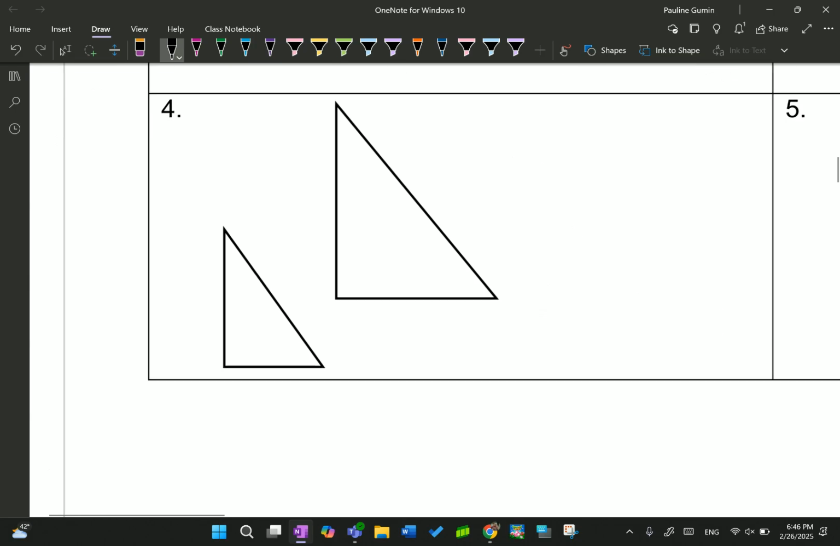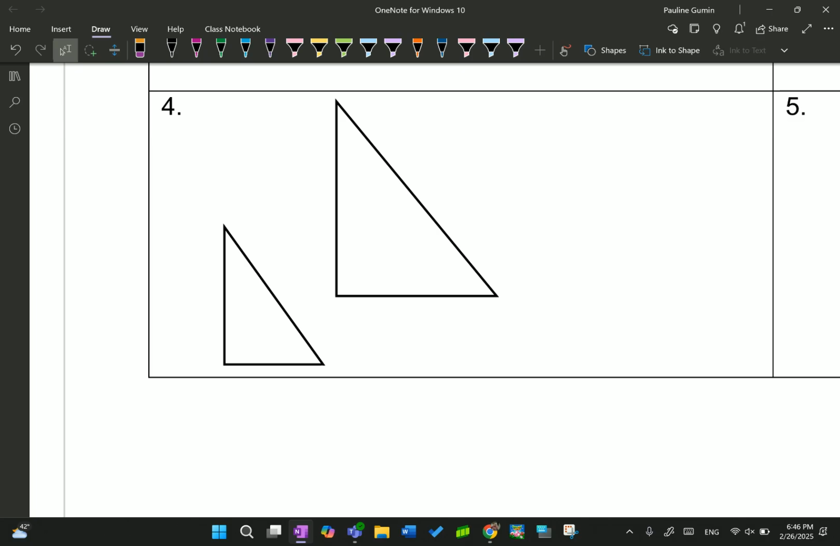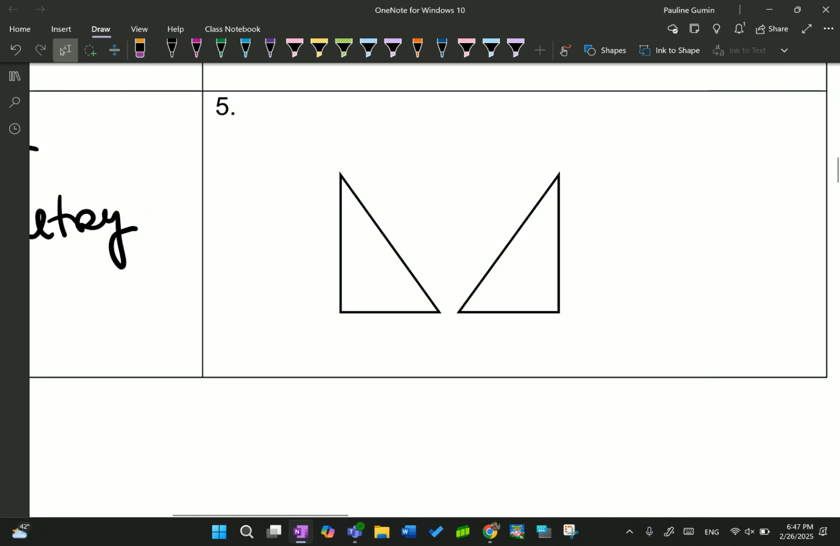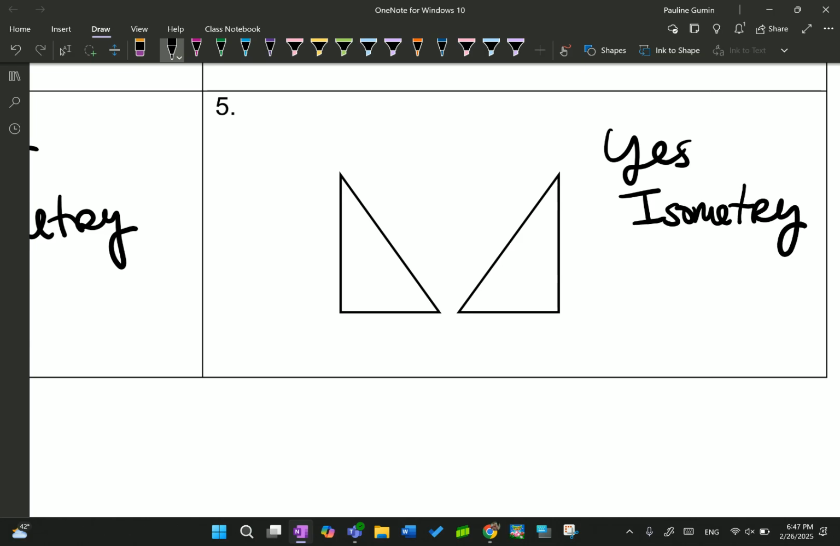Number 4, oh, one of the triangles is larger. Whether the small triangle became large or the large triangle became small, they are no longer the same. Not isometry. And finally, number 5, yes, those are the same exact triangles. They are isometric.